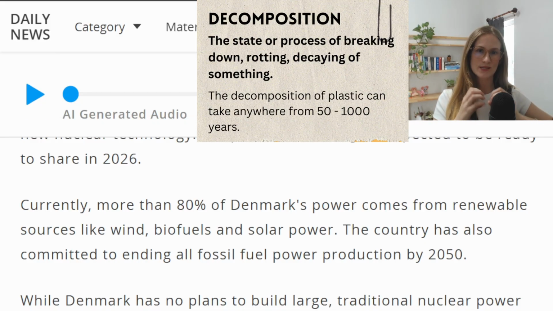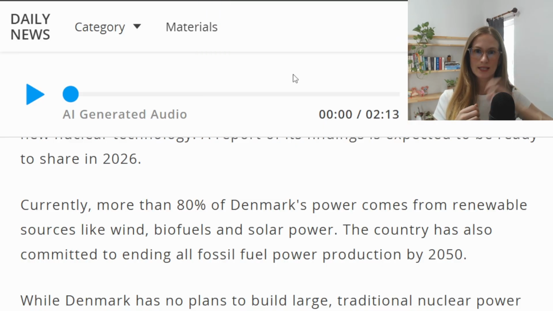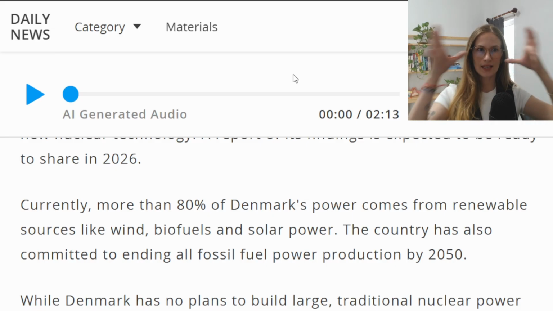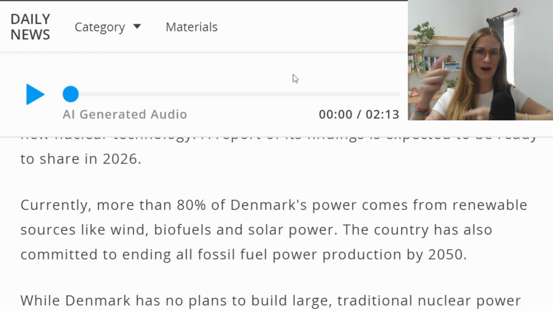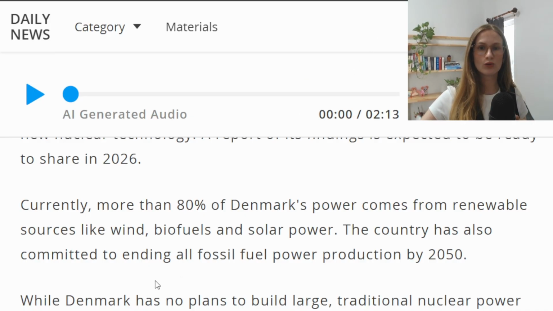So the decomposition of this organic matter, this biological matter, these crops, this waste food, the skins of fruit and vegetables, the heat that was created powered this generator, and he could use that energy to power his house, for example. The country has also committed to ending all fossil fuel power production by 2050.